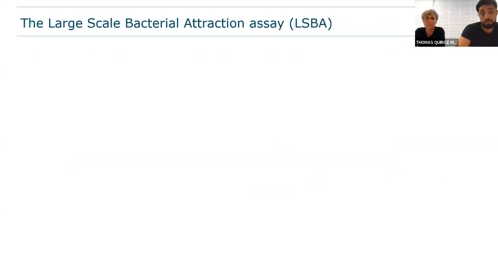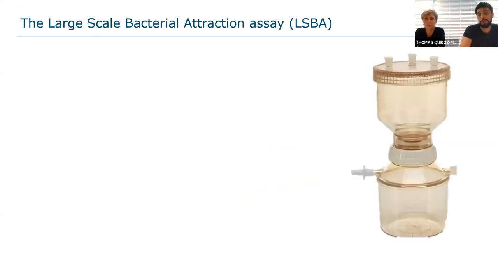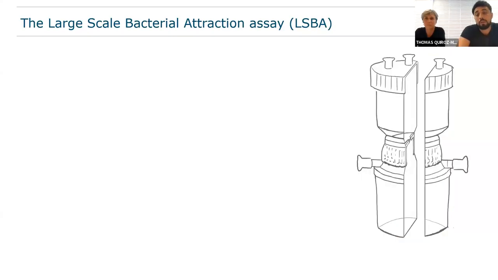And that gave yield to the large-scale bacterial attraction assay. So it comes down to a Nalgene filtration beaker. And in the middle of the beaker, we place a 1.2 micron filter, which is a pore size that is just big enough for XCC to swim through, or for Xanthomonas to swim through.